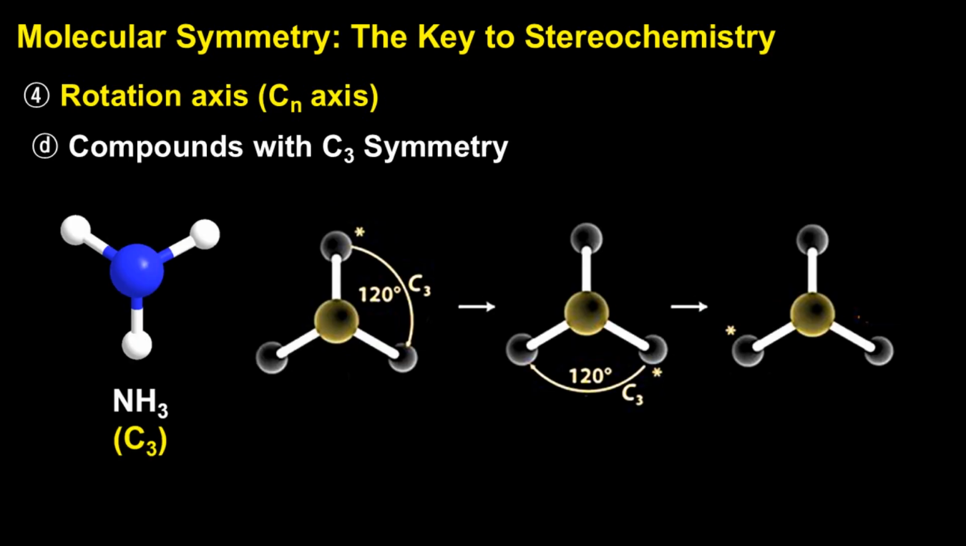Now, let's take a look at ammonia, NH3. Ammonia has a trigonal pyramidal shape with 3 hydrogen atoms arranged around a central nitrogen atom. The cool thing about ammonia is that it has a C3 axis. What does that mean? Well, if you rotate the molecule by 120 degrees, the hydrogen atoms switch places with each other. But since they're identical, the overall shape of the molecule doesn't change at all. That's why we say ammonia is a C3 symmetric molecule.